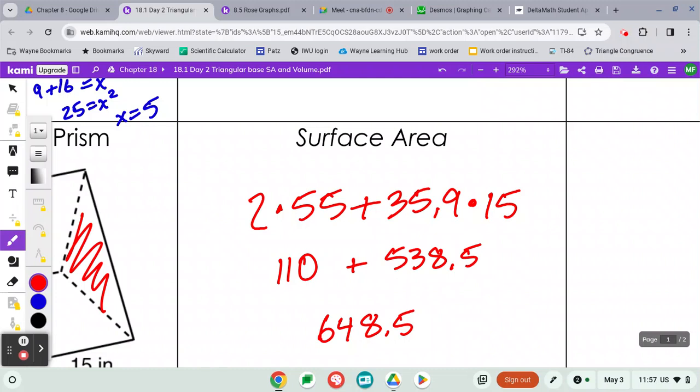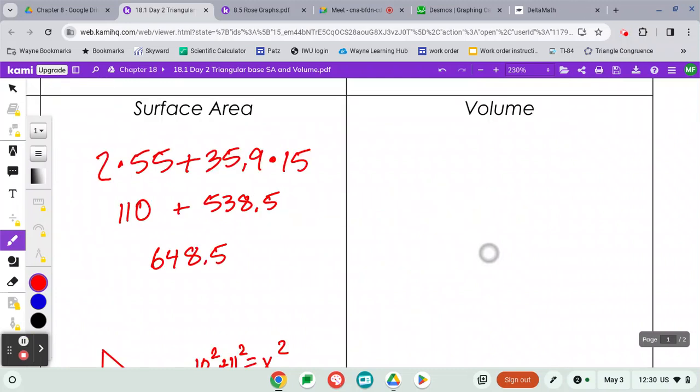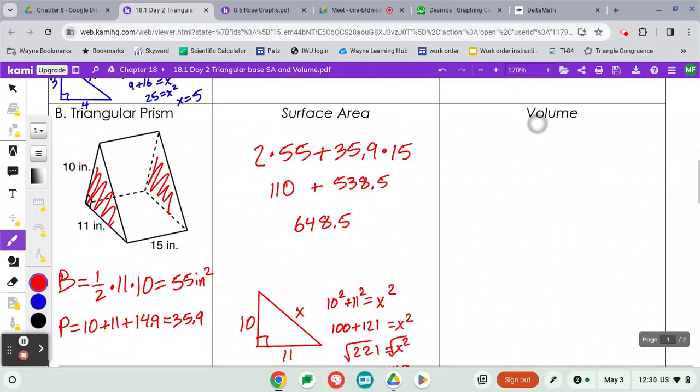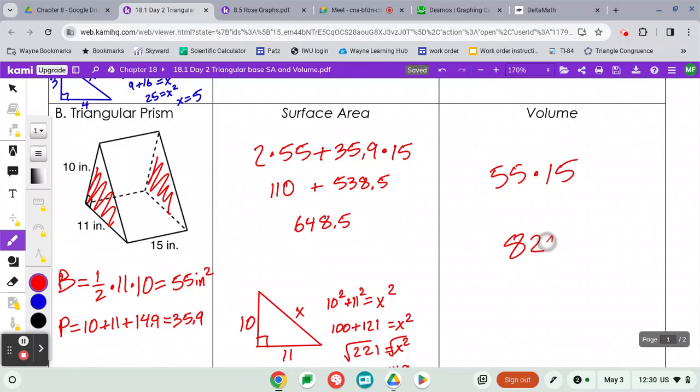Okay. So the last part of this, then, the volume. What was the area of our base again? Look at what you have written down. 55. And what was the height of our prism? 15. All right, we multiply that. I'll save us a little time. 825. What's our label? Cubed. Okay, don't forget to cube it.